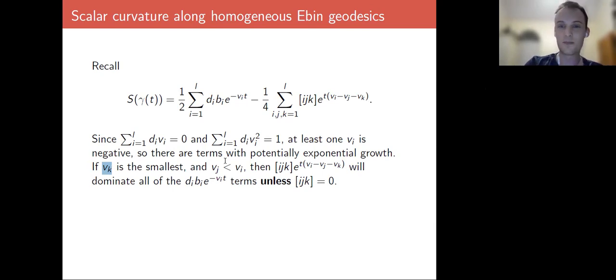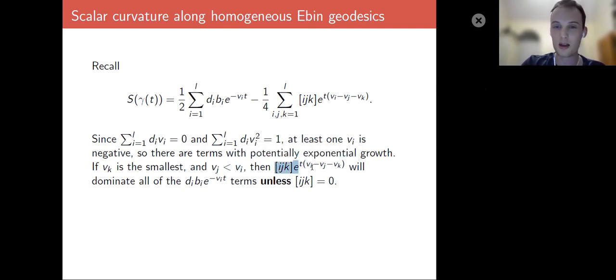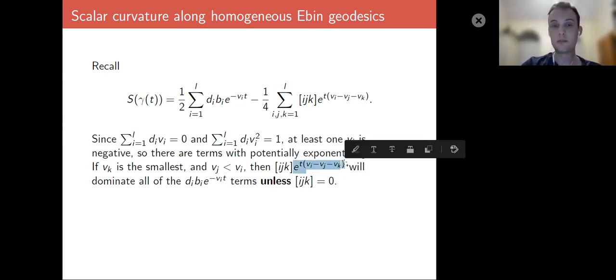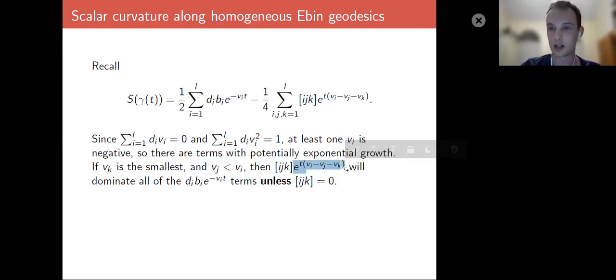If you find such a K, and then you find a J and an I so that Vj is less than Vi, then, well, what's this term doing? This thing is positive, and this thing is also positive. And so therefore, this is exponential growth, but more importantly, this number is actually bigger than all of the numbers over here. So this exponential growth term is actually going to dominate all of them, provided this term here is non-zero. So remember, it's always greater than or equal to 0, but we have to worry about what happens if ijk is equal to 0.